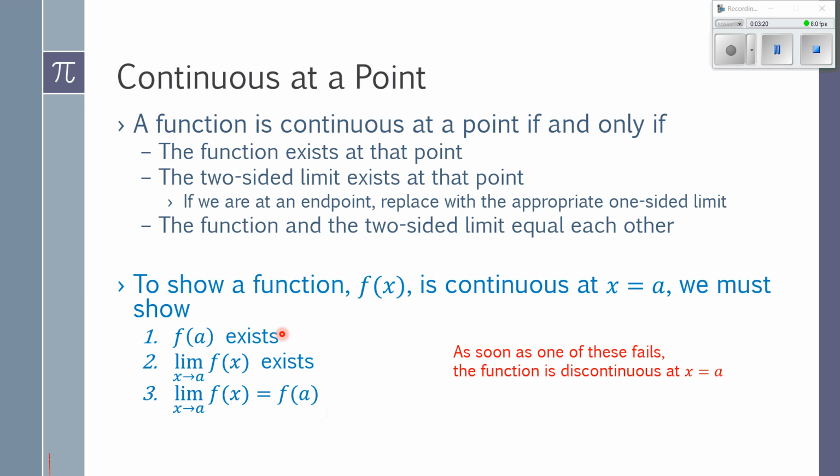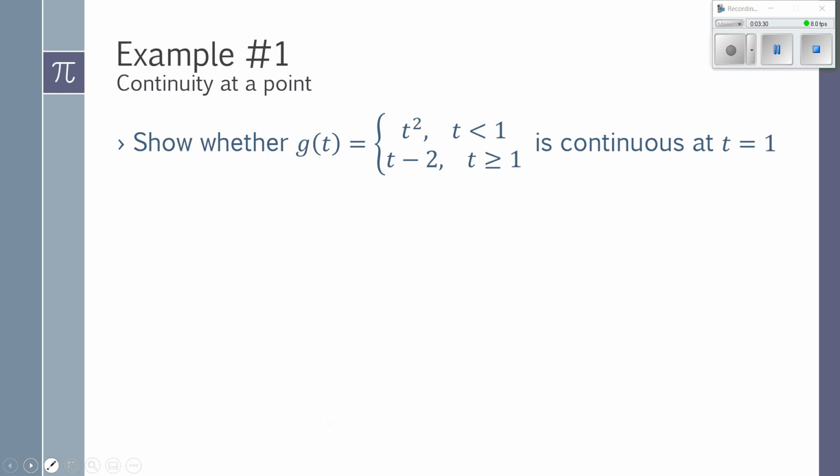So if f of a doesn't exist, I don't even bother looking at the other two things. I already know the function is discontinuous. So then, examples of this. I'm going to spend a lot of time dealing with piecewise functions because that tends to be how the AP exam approaches it. But also, there are common issues when it comes to piecewise functions.